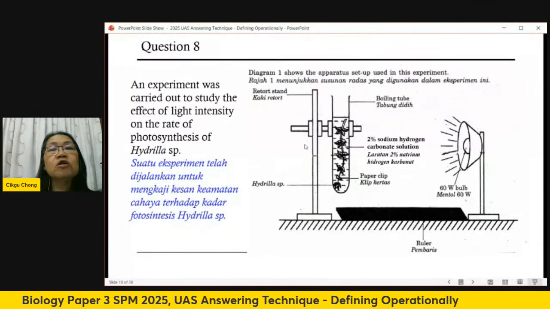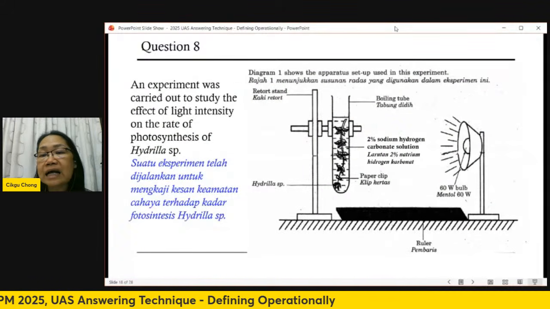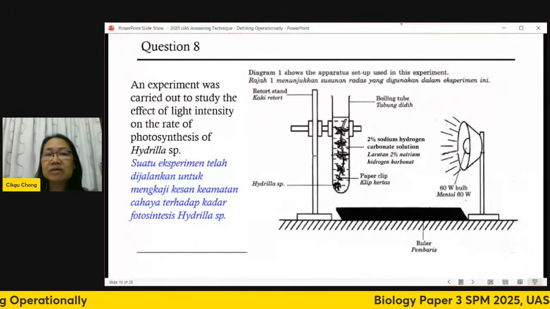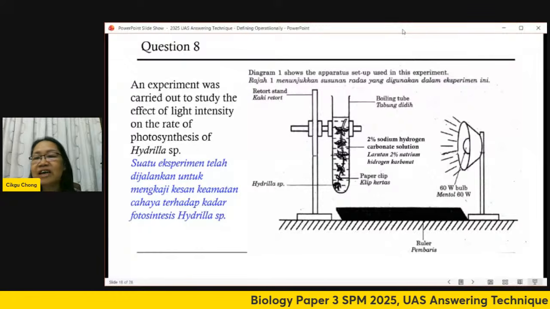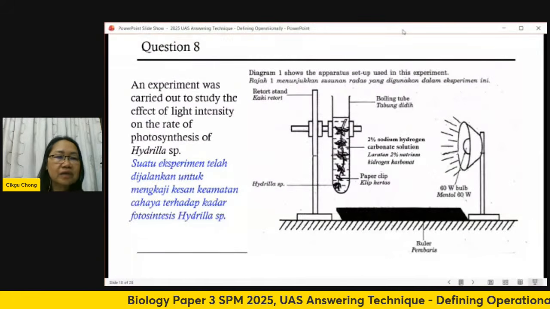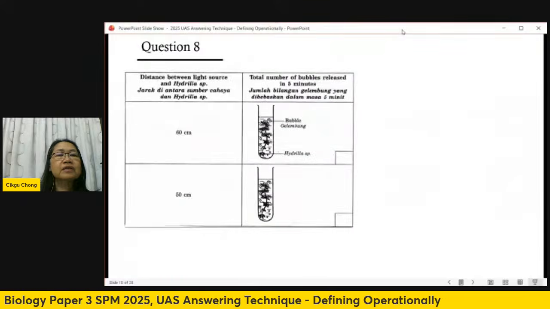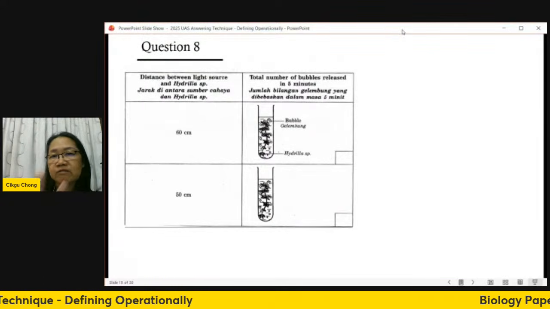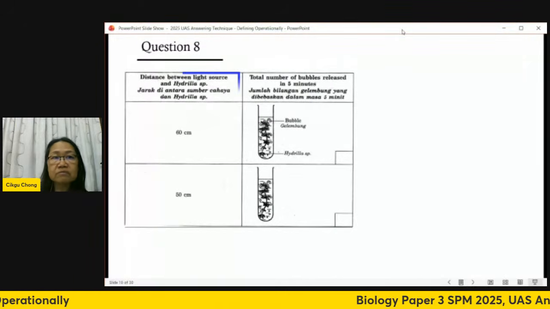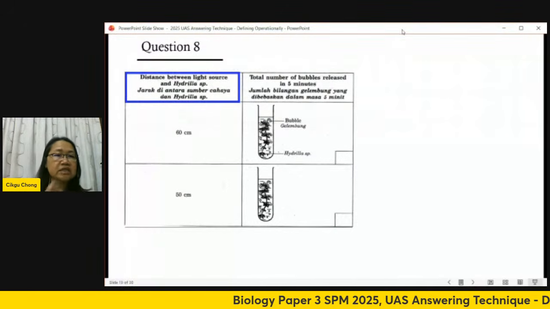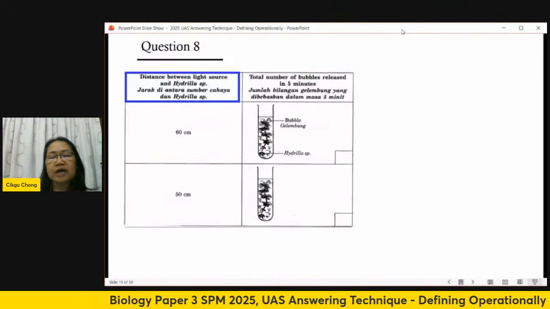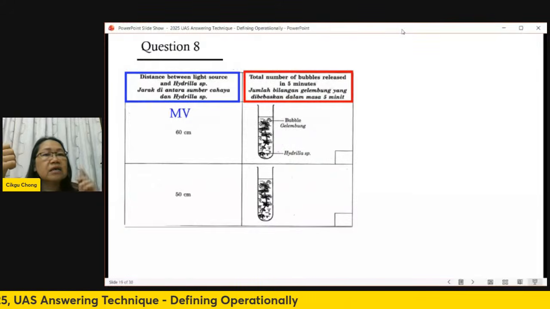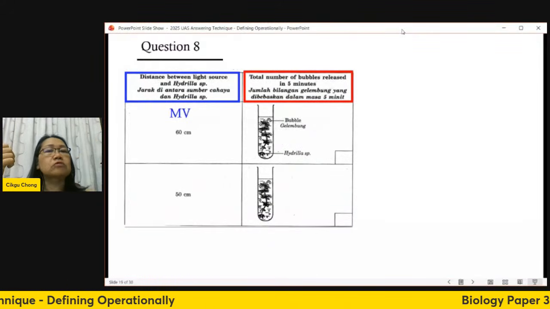Okay, all right. So now see, you use what? Hydrilla. So you must put the name Hydrilla in your answer. Okay, good. So this is your answer. Let's say 60 cm, 50 cm. There are some more like 40, 30, 20. No need to write so many, it doesn't affect my answer. So the manipulated variable is the distance, because this is what you change. 60, 50, 40, you do a few times. And what do you measure? You measure using a stopwatch. You measure 5 minutes: how many bubbles came out during the 5 minutes?